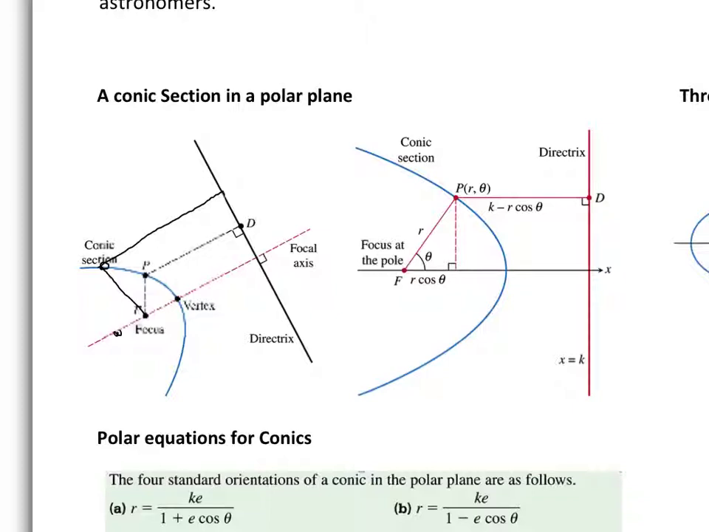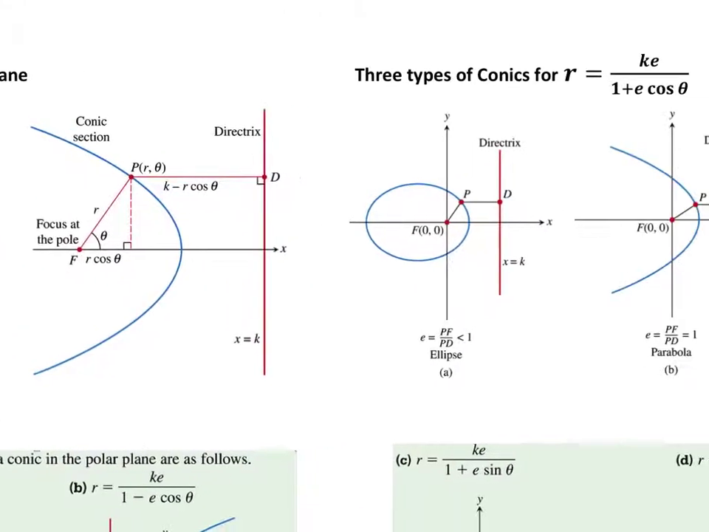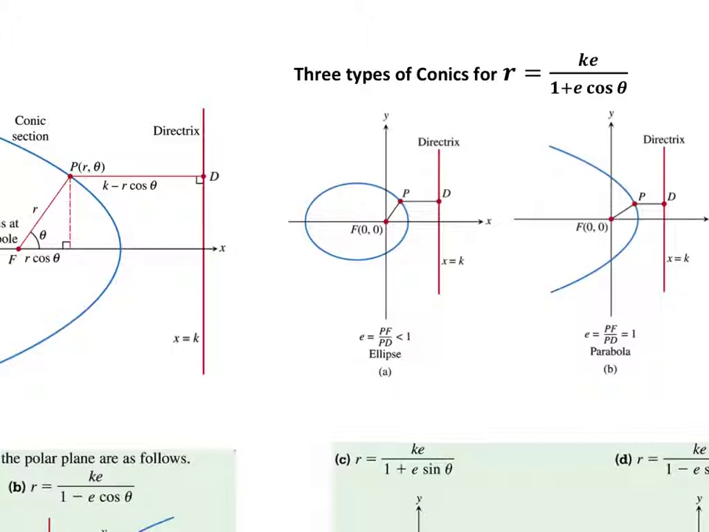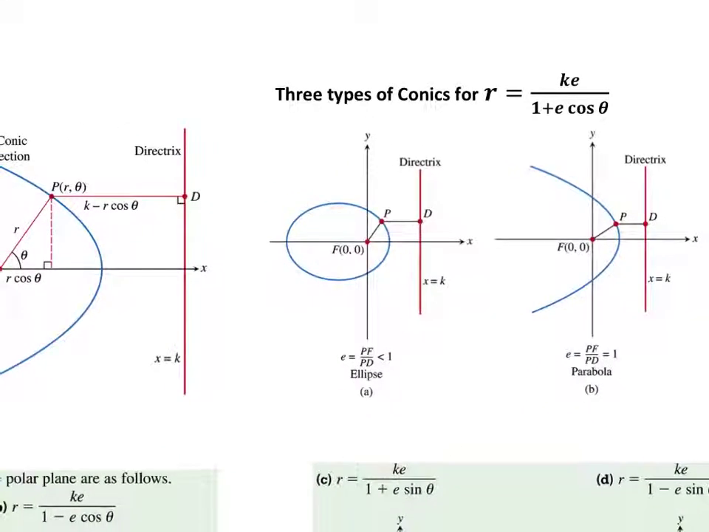So the focus is at the pole. So this is your r distance. And this is your k minus r cosine theta. You'll see when we get to the equation, but these are the pieces. These are how they're formed. And see the directrix, x equals k.